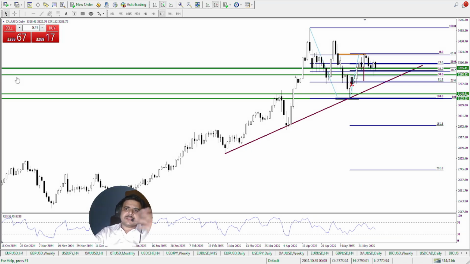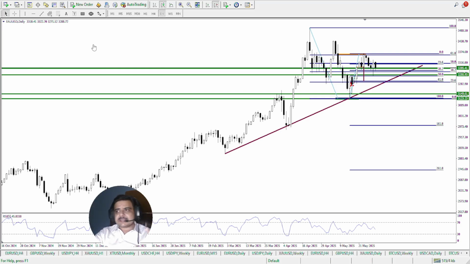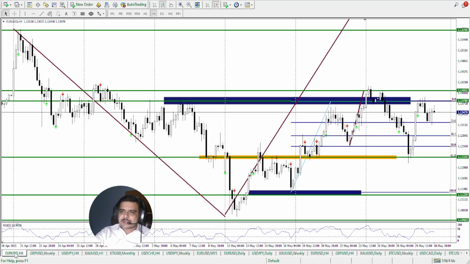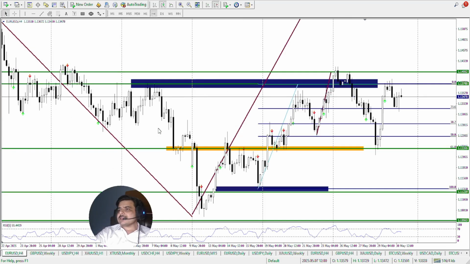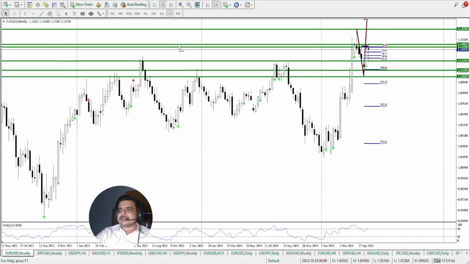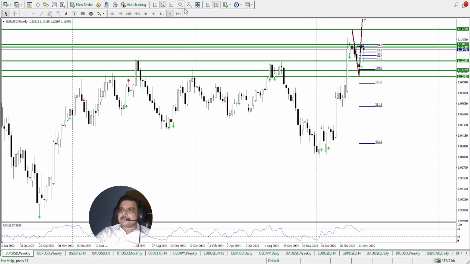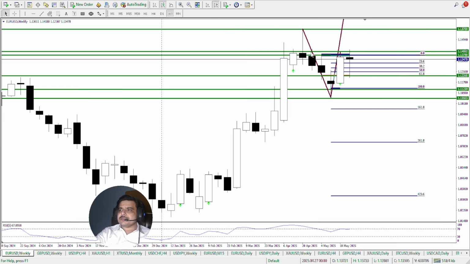Then obviously during this session I will discuss different pairs, and let's have a look at the euro US dollar last week. What did I say? This candle, if you see, was bullish last week, right? This is the present weekly candle. This is the last week.